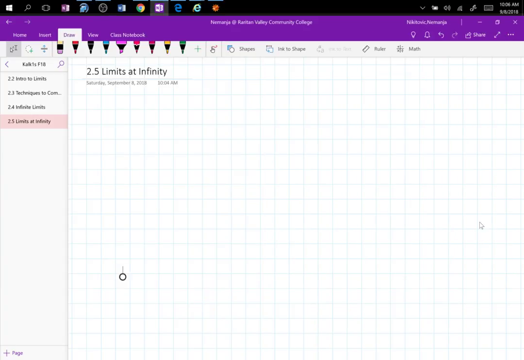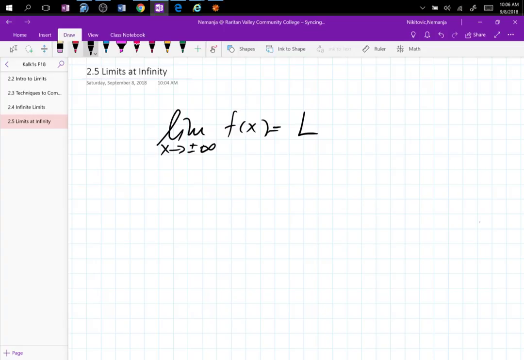Hello and welcome back to Calculus 1, section 2.5, limits at infinity. Well, this is obviously different than infinite limits. Now we're looking for the input to be infinity and the answer to be a whole number if possible. So now we are looking at the limit as x goes to positive or negative infinity of f of x to give us L, a finite number.